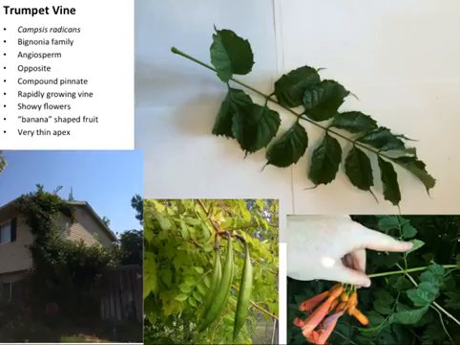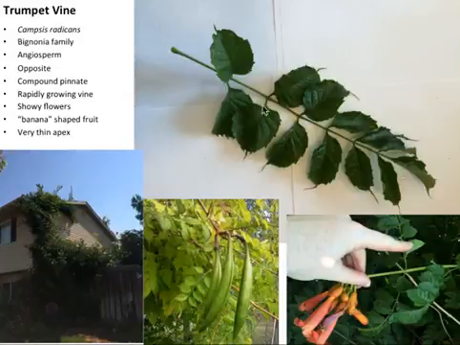Trumpet vine, scientific name Campsis radicans. It's in the Bignonia family. It's an angiosperm. It has opposite leaf arrangement, so right there, two leaves per node, and it is compound pinnate. This is one big leaf, one main vein with little leaflets branching off of it. It's a very rapidly growing vine, so it can be kind of a pest. It has showy flowers. You can see some of them down here. They're really pretty. And it does get this banana-shaped fruit, these big, hard pods.